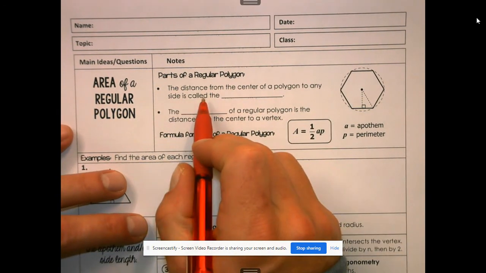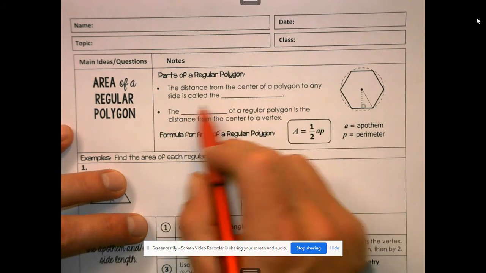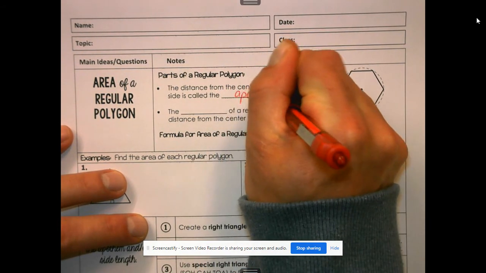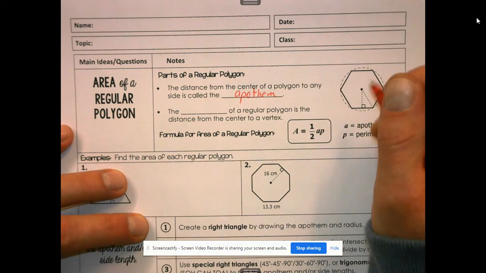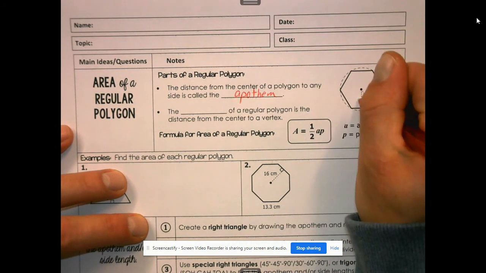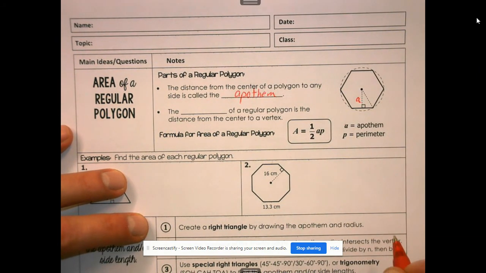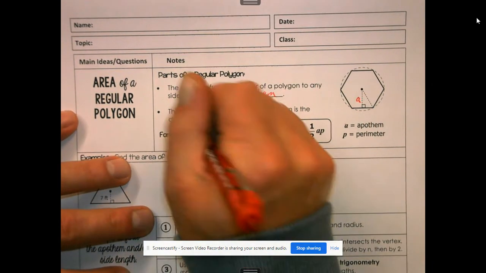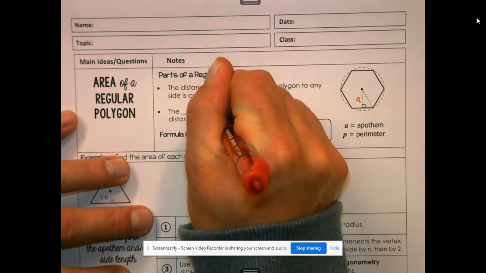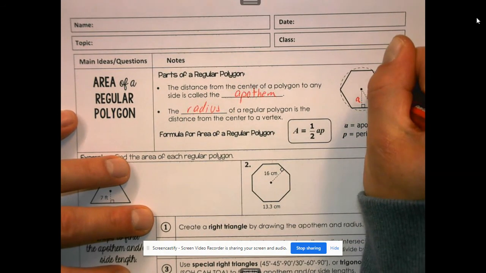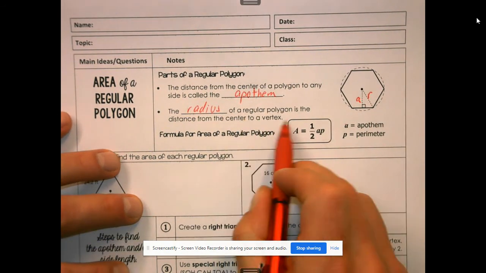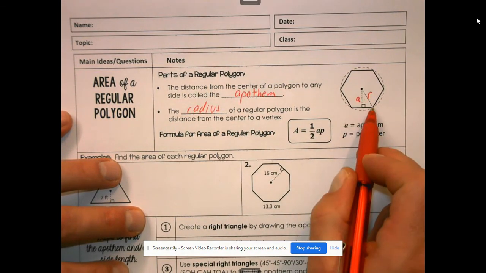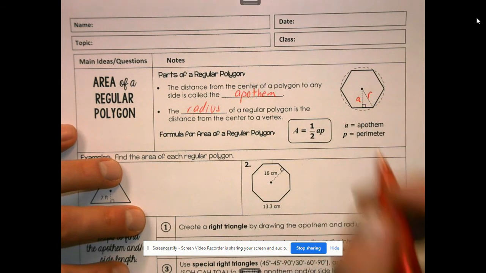First bullet, the distance from the center of a polygon to any side is called the apothem. A-P-O-T-H-E-M. So on the little diagram, this little guy right here, that's your apothem. It always meets that base at a 90. Second bullet, the radius, which is this piece over here, of a regular polygon is the distance from the center to a vertex. So center to a corner of the polygon, that is your radius.